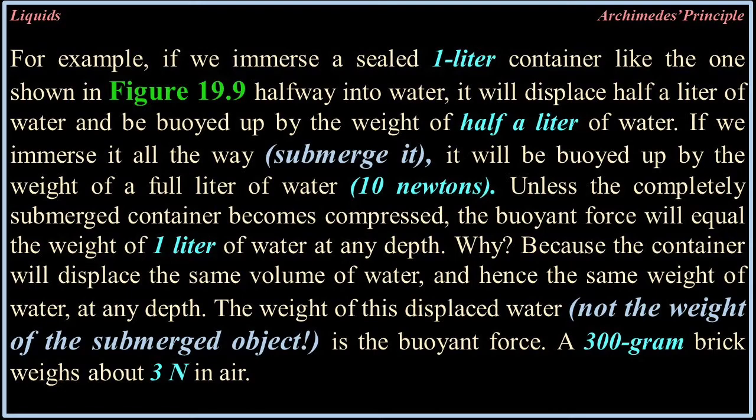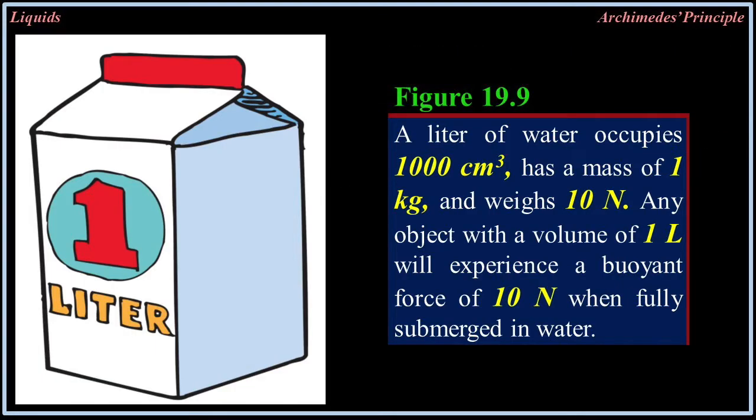A 300-gram brick weighs about 3 newtons in air. Figure 19.9: a liter of water occupies 1,000 cubic centimeters, has a mass of 1 kilogram, and weighs 10 newtons. Any object with a volume of 1 liter will experience a buoyant force of 10 newtons when fully submerged in water.